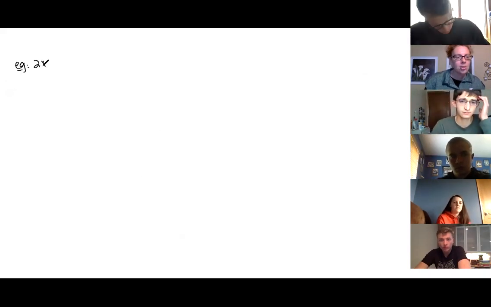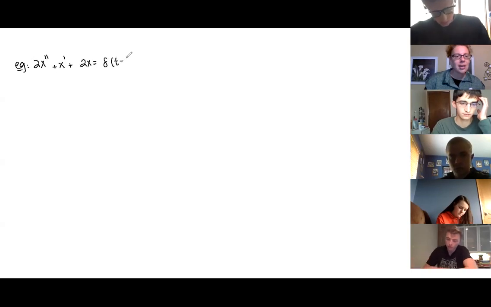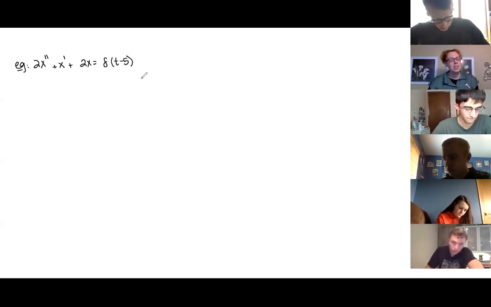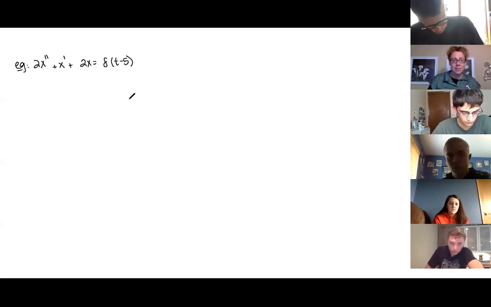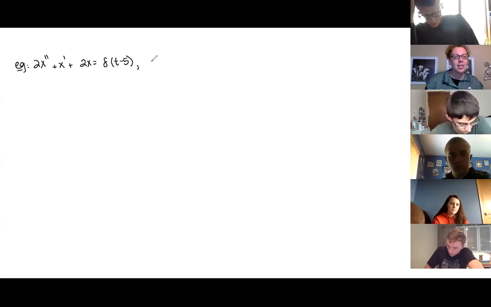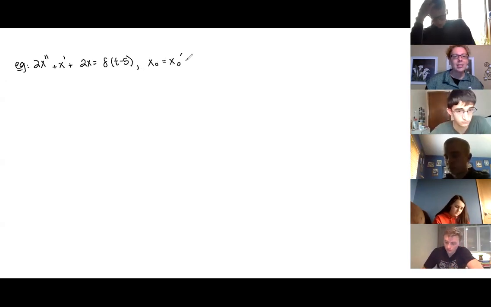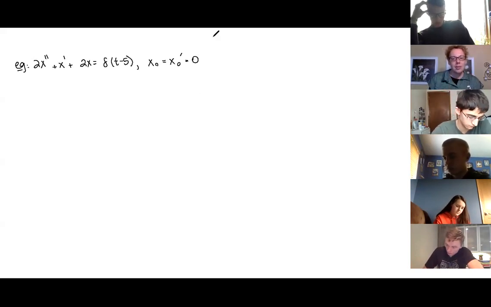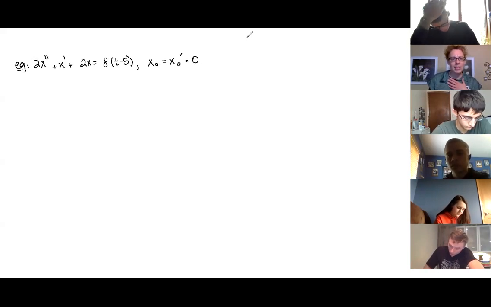Here's your example. For example, 2x double prime plus x prime plus 2x equals delta of t minus 5. I'm just switching up notation to get you comfortable with both. That's the same thing as delta sub 5 of t. So 2x double prime plus x prime plus 2x equals delta of t minus 5. I'll be nice to you. x naught and x naught prime are both 0.